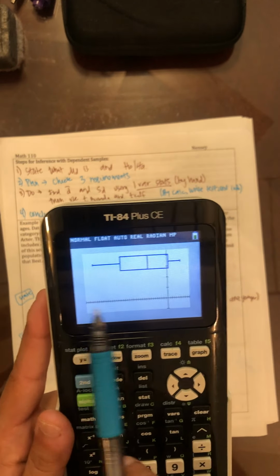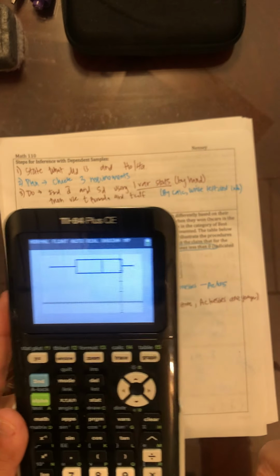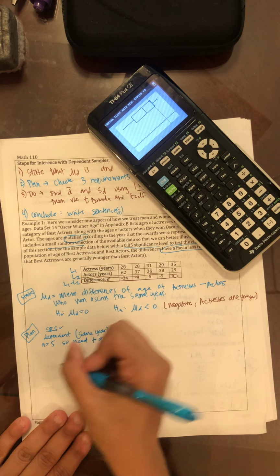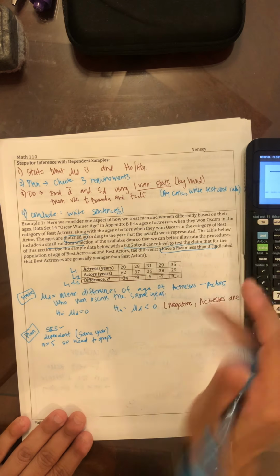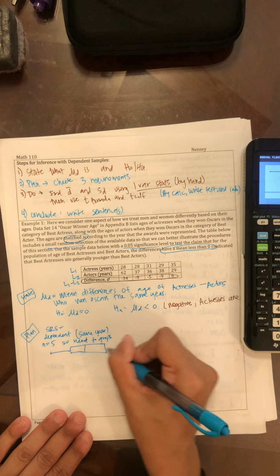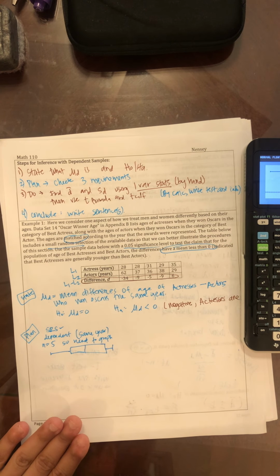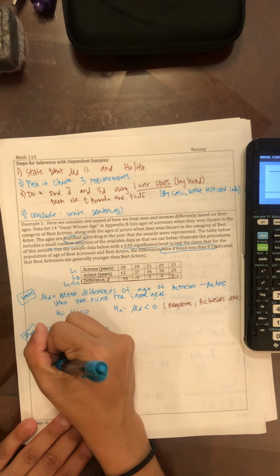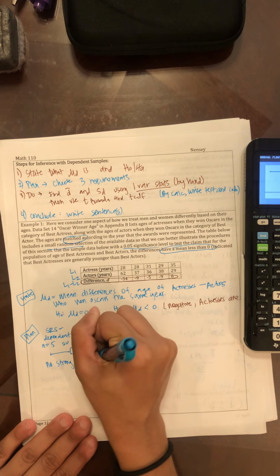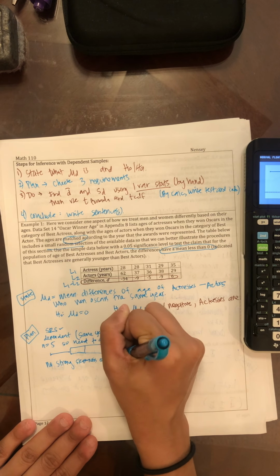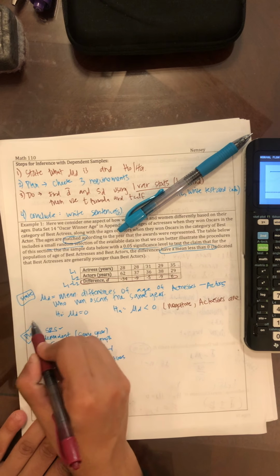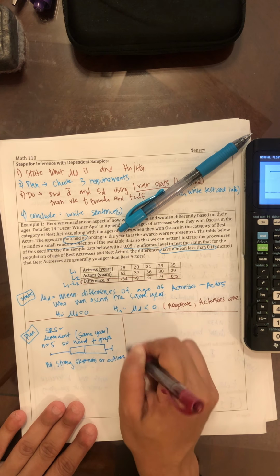Okay, so if you look at it, it's actually not strong skewness, and it looks approximately normal. There are no outliers. So I'm going to graph that. I'm just going to sketch it real quick. Something like that. And I'm going to say no strong skewness or outliers. So we're good. All conditions are met. Okay, so I'm going to make it a little bit prettier. So I'm going to go ahead and mark them like this.